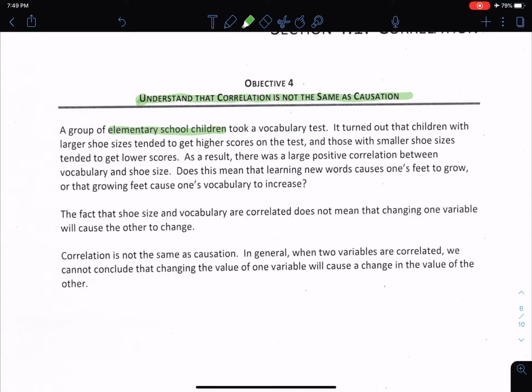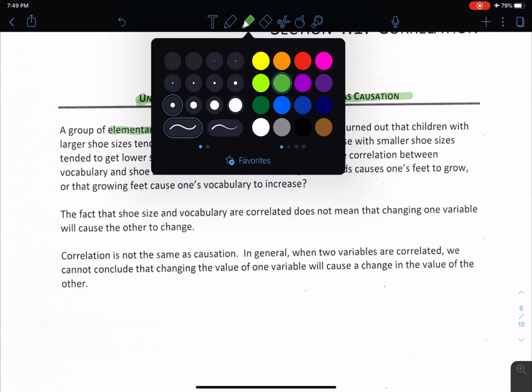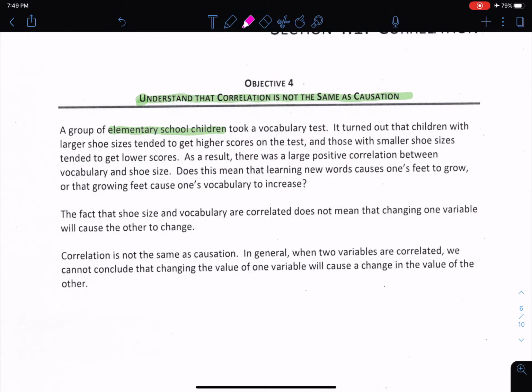So finishing up with this slide, it says the fact that shoe size and vocabulary are correlated does not necessarily mean that one causes the other. Okay. And this is the important little line here, because there are some questions that ask about causation. It says correlation is not the same as causation. In general, when two variables are correlated, we cannot conclude that the change of the value of one variable will cause the change of the value of the other variable. So in general, we really can't say causation. We could say it may or may not have causation, but we'd have to do more studies to make that strong of a claim.